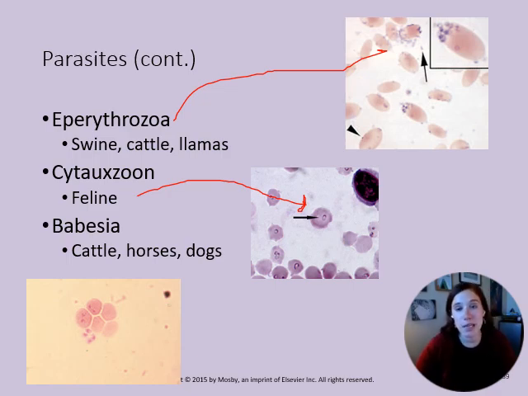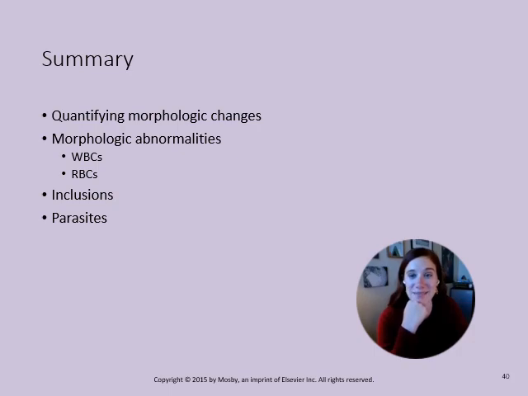And then Babesia, if you see it in cattle, that's reportable. You should probably say something. Not probably, you should. Babesia, we can see in cattle, horses, dogs, each their own type. But here we can see they're usually grouped together, like 2s or 4s, 6s. And so we can see that parasite as well. Man, we did it. Check out that morphology.